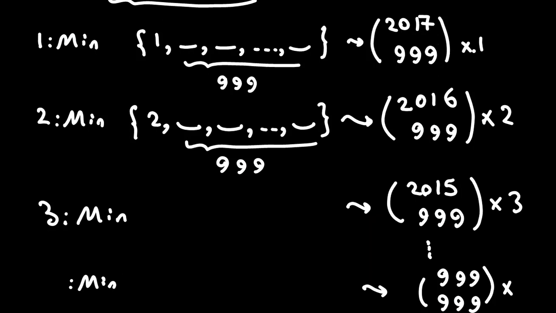2017 plus 1 is 2018. 2016 plus 2 is 2018. 2015 plus 3 is 2018. So 999 plus what is 2018? Plus 1019. Okay, now we have these numbers.